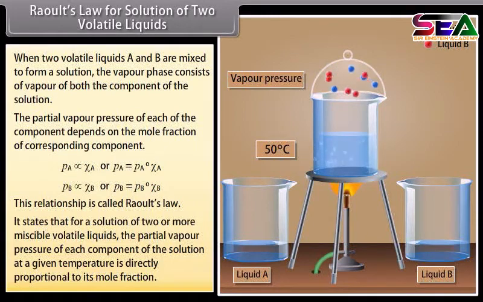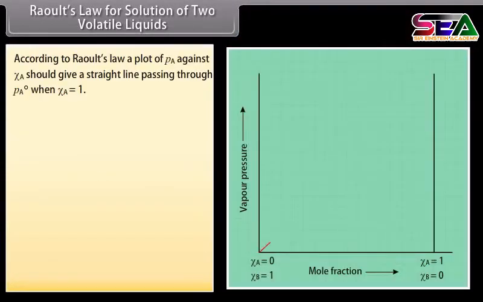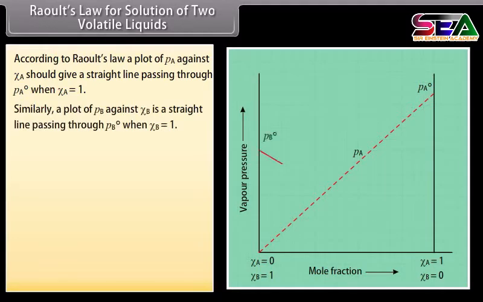It states that for a solution of two or more miscible volatile liquids, the partial vapor pressure of each component of the solution at a given temperature is directly proportional to its mole fraction. According to Raoult's law, a plot of PA against XA should give a straight line passing through PA naught when XA is equal to 1. Similarly, a plot of PB against XB is a straight line passing through PB naught when XB is equal to 1.